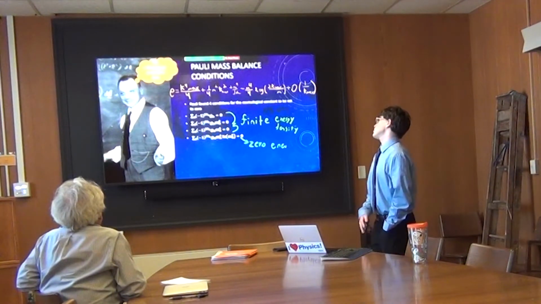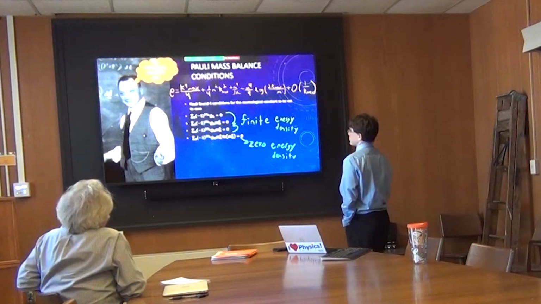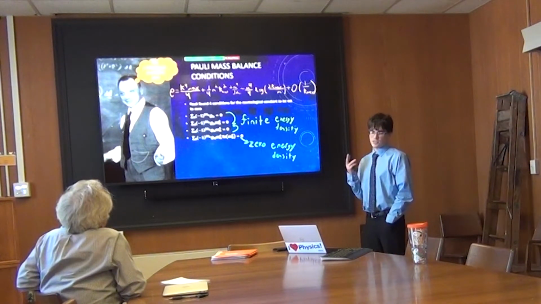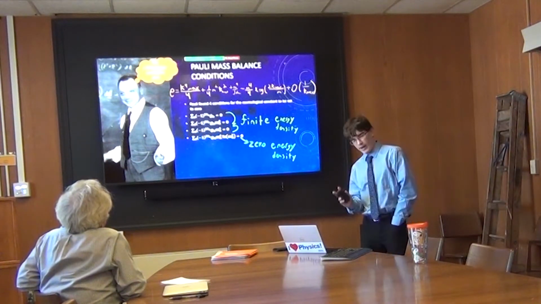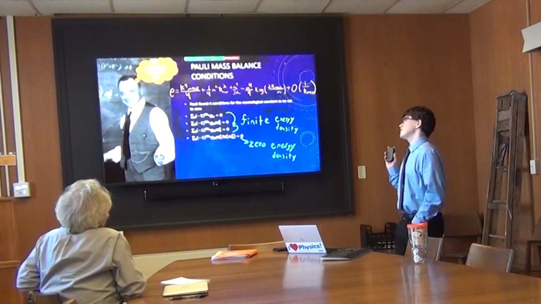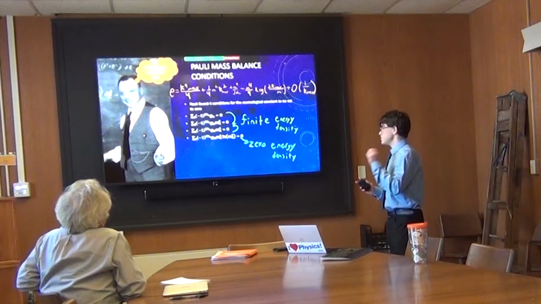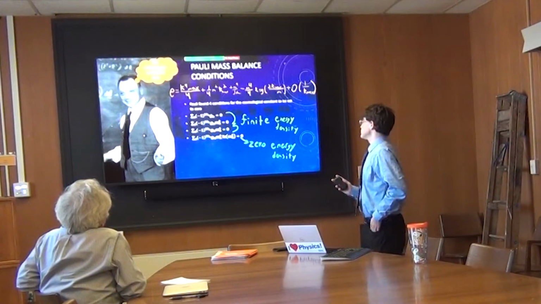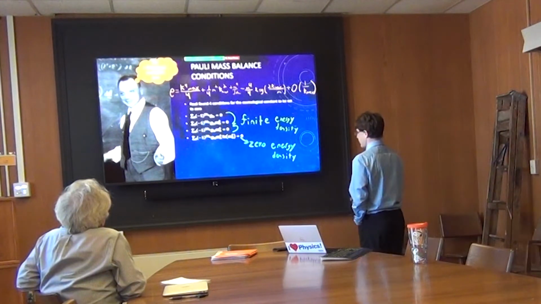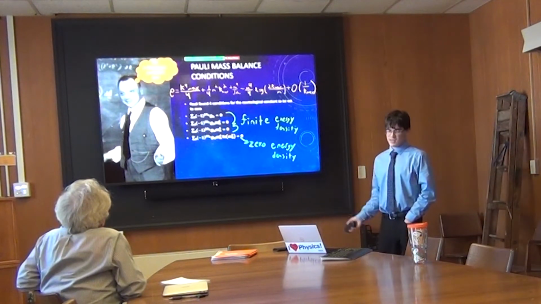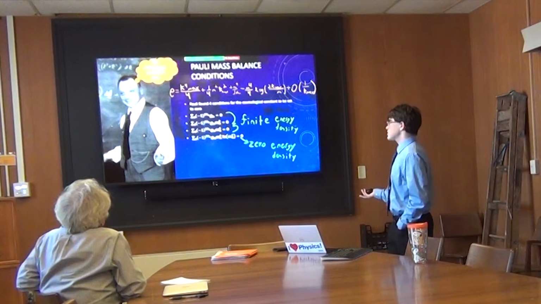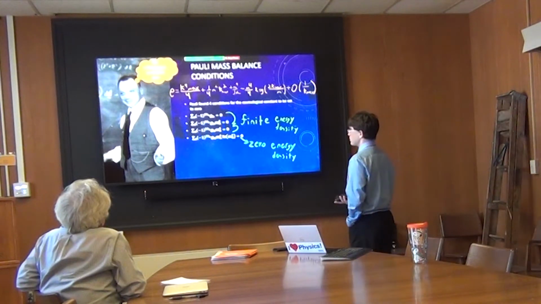Finally, there's one more condition. The m to the 4th times natural log of m squared term is needed to exactly set the energy density to 0. We now know that the energy density is not 0, so we will not be using this equation when we look at our model.